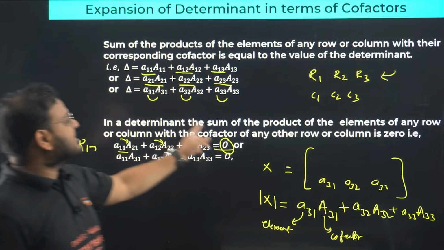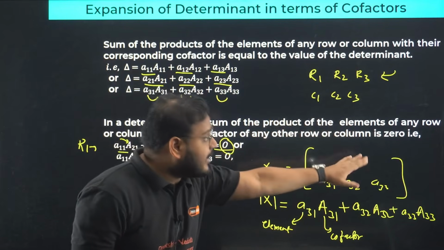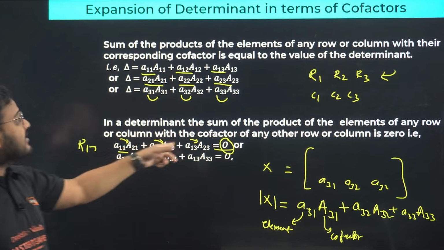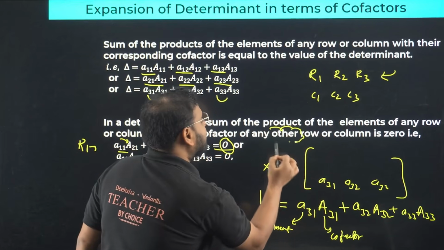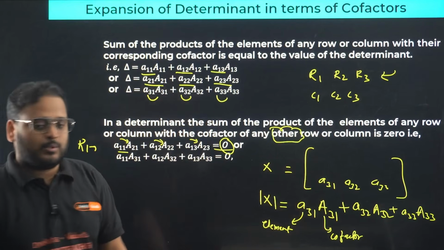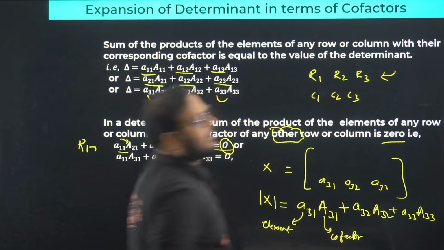In a determinant, the sum of the product of elements of any row or column with the cofactors of any other row. The word is very important. Other row. What happens? The result is 0. Got it?